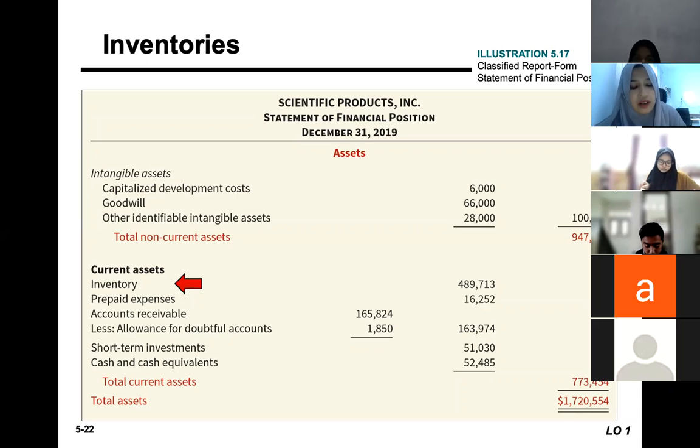Because we cannot record based on the historical cost anymore due to the consideration that there are certain factors affecting the cost of the inventory. Yeah, so it's not the gross profit. Okay, Miss, thank you.